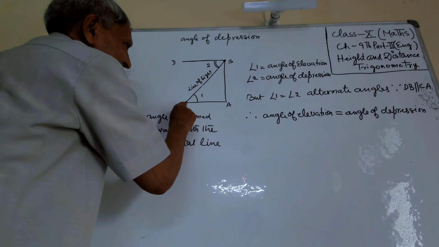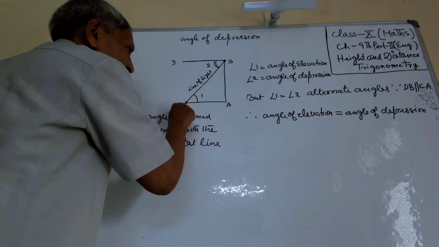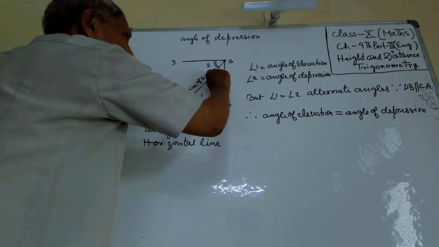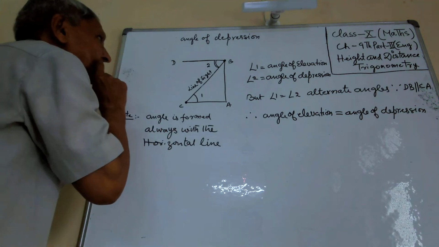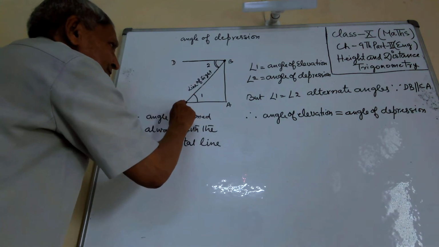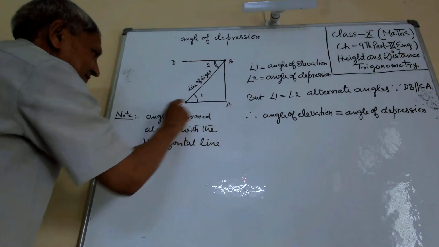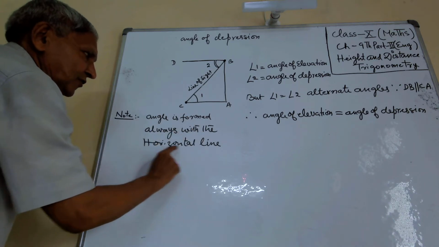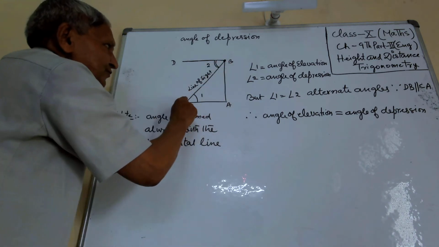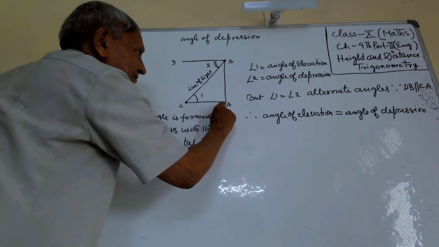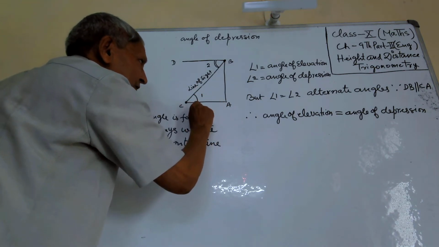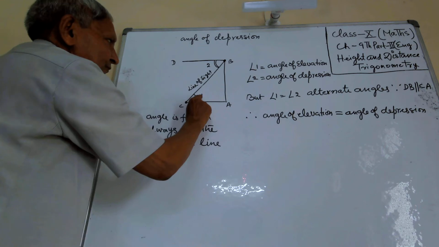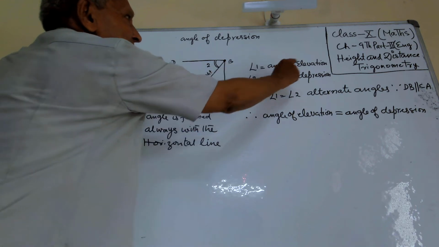When a man is standing on this point C and looking at the point B, this is the line of sight, and this line of sight will make a line. Note, I have written this note: angle is formed always with the horizontal line, and CA is the horizontal line, and angle 1 is formed with the line of sight. So therefore, angle 1 is the angle of elevation.